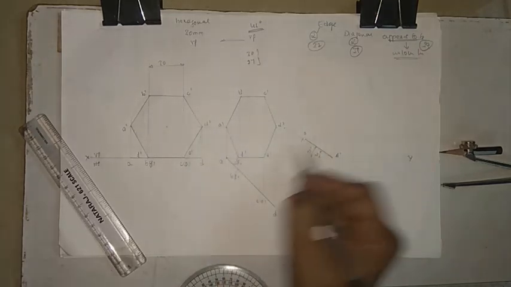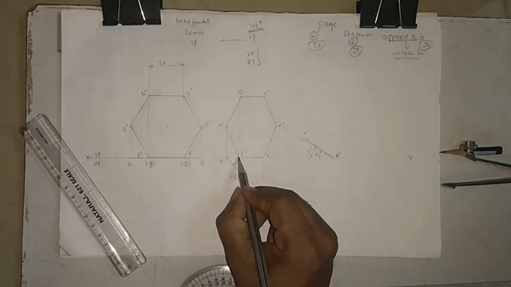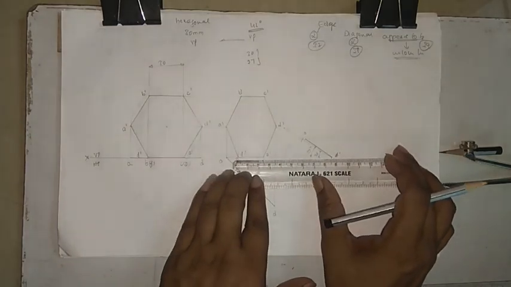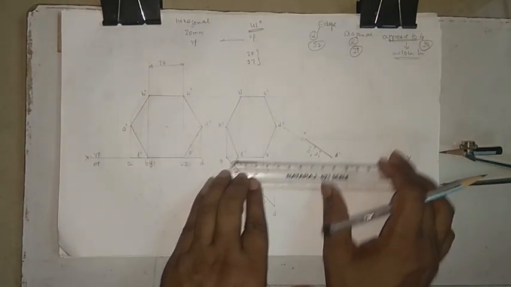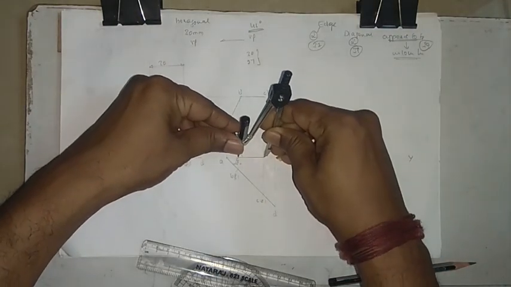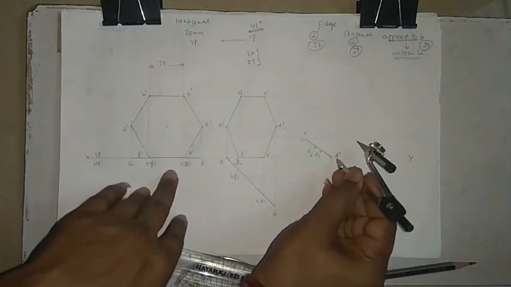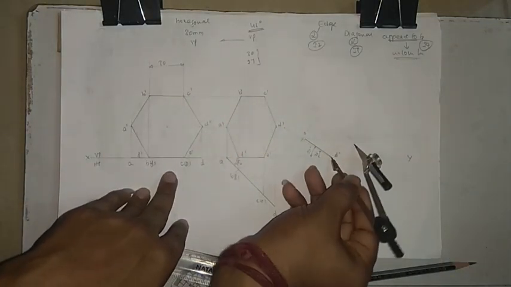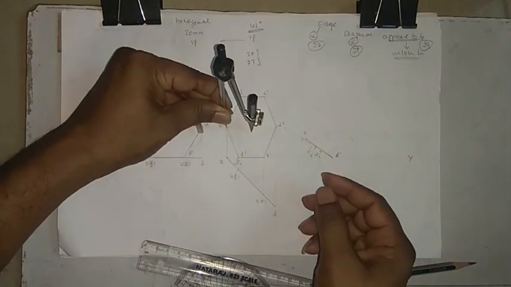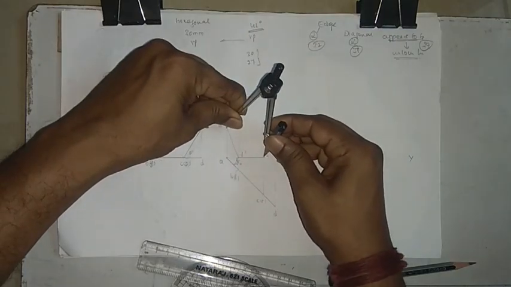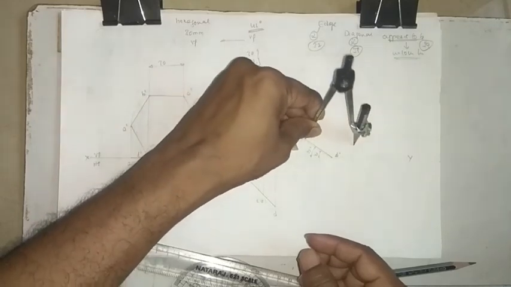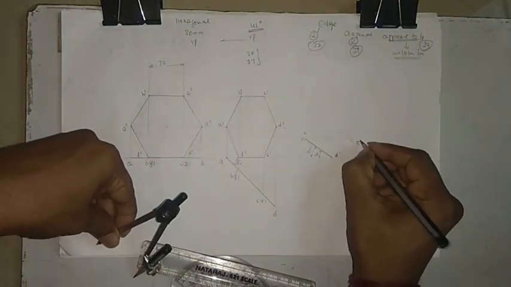Okay, so now to construct this one, you can see from F, E will be at 90 degrees. So you can just measure this line, or else we can go with the arc method also. So we can take an arc from F to E like this. Next, we take an arc from A to E. Okay, so this is now E dash.